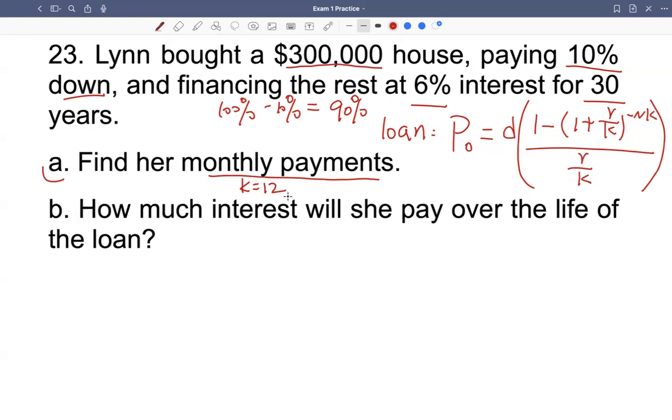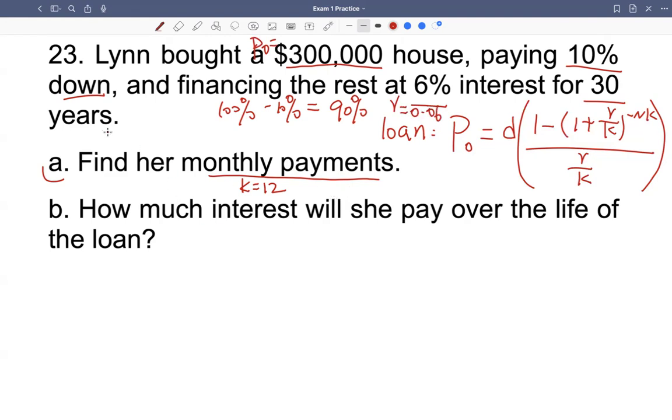Right, so K equals 12. And the P naught equals 300,000. 10% is the interest rate, equals 0.1. And N is 30 years. Oh, hold on. This R is not that little R we're talking about. This 10% is for the 10% down payment. So 6% is R. R equals 0.06.